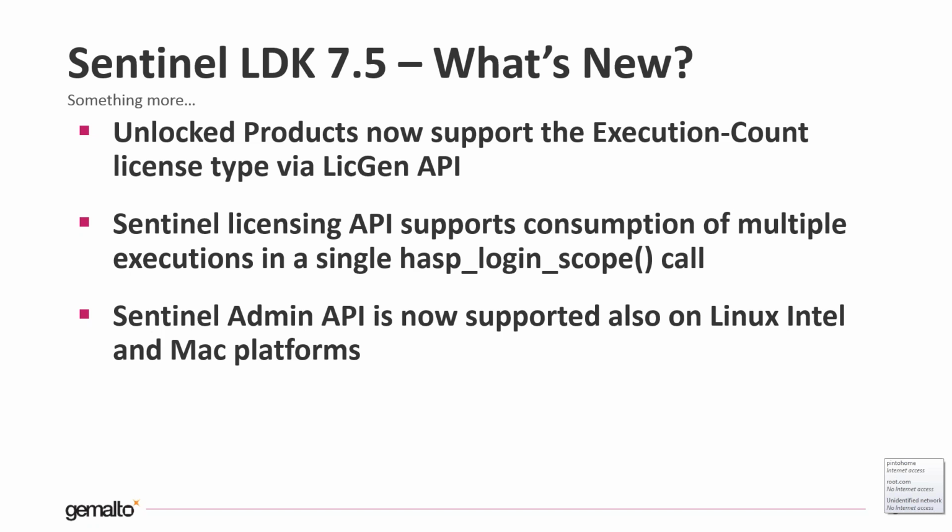Another nice modification to the API is the ability to consume more executions by using the HASP login scope call, which allows you to consume a seat or a license, but up to now it was limited to one execution. So if you wanted to consume, let's say, 100 or 1,000, you always had to log in and log out. Now you can consume multiple executions by calling the HASP login scope with, let's say, 100 or 1,000 executions.